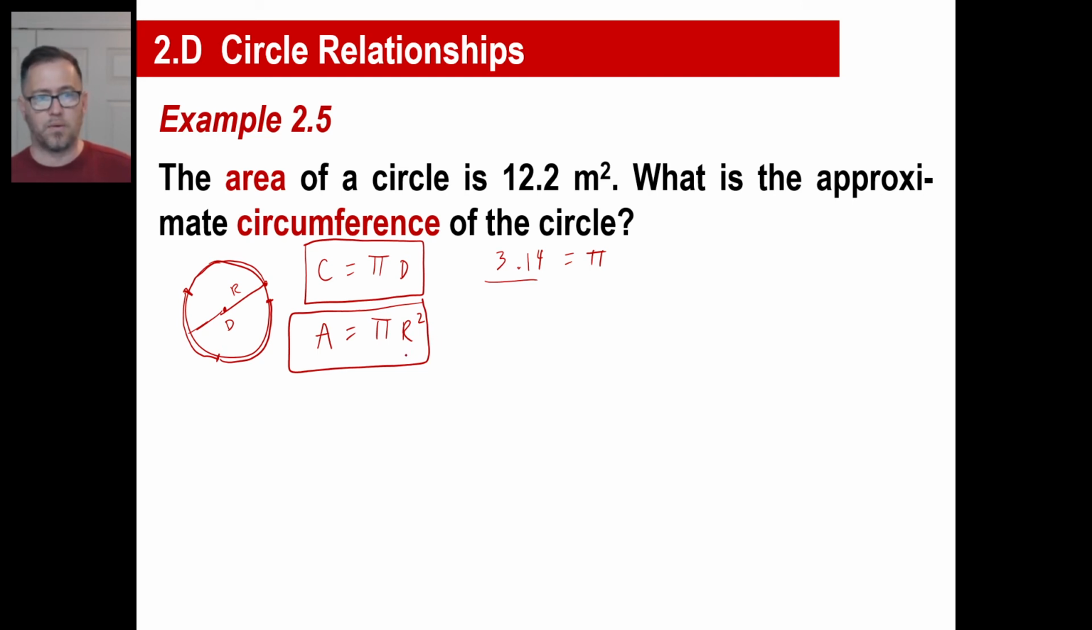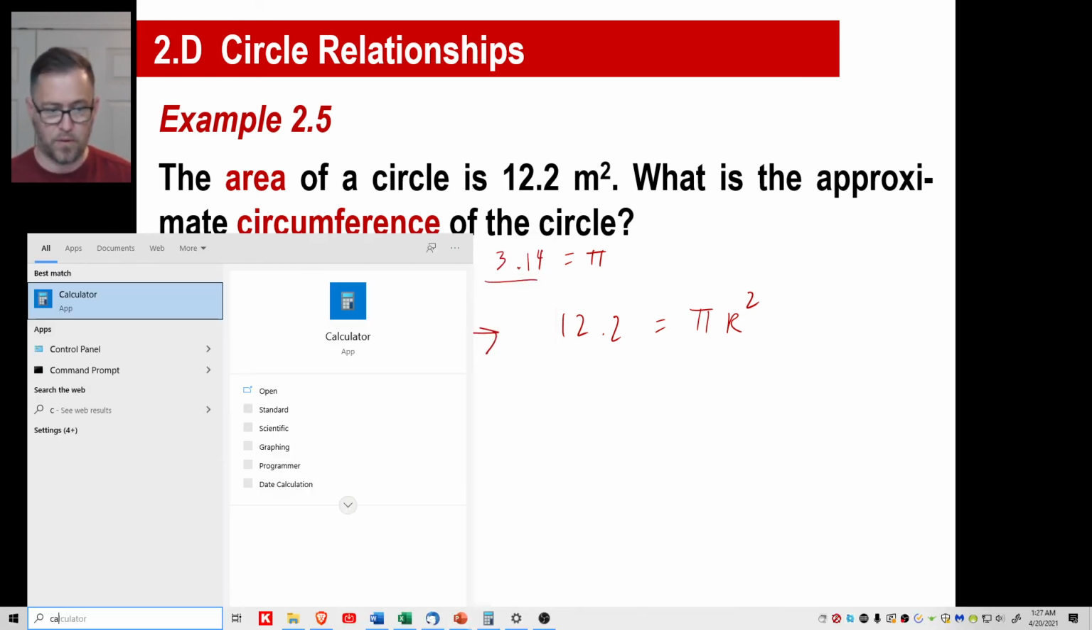Okay, well, let's take a look at what they tell us. The area of a circle is 12.2. What's the approximate circumference? Well, let's just plug this in. Area is pi times the radius squared. So we can figure it out. Let's just write it in here. The area, 12.2, is pi times the radius squared. All right, well, let's figure it out here. 12 point, let me get a calculator going here.